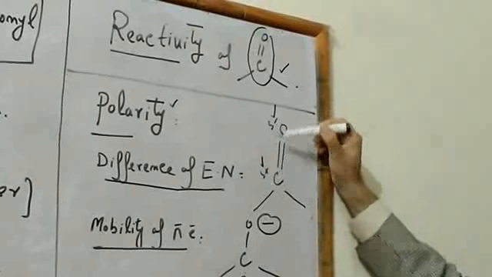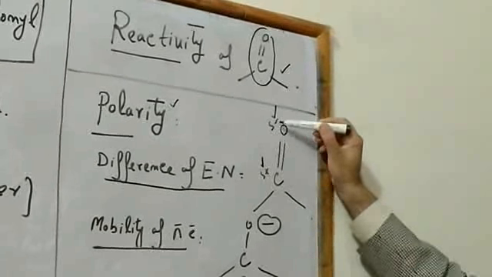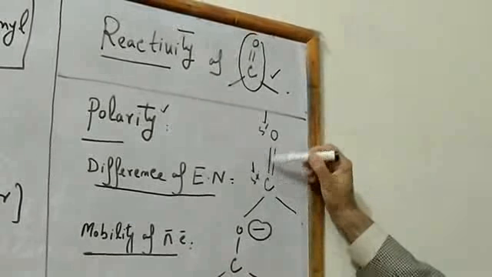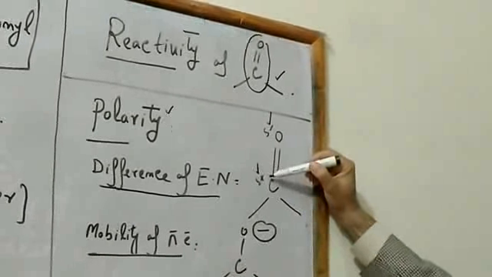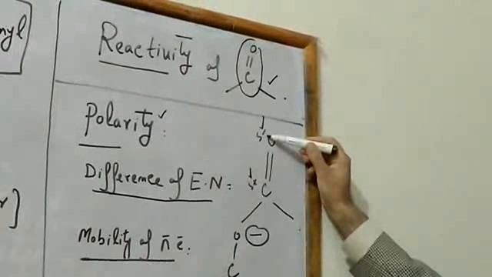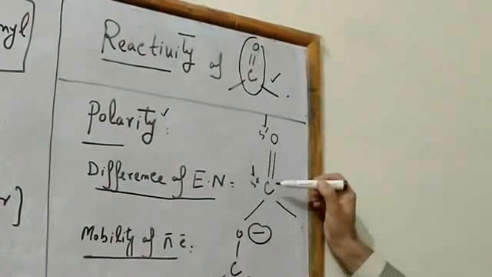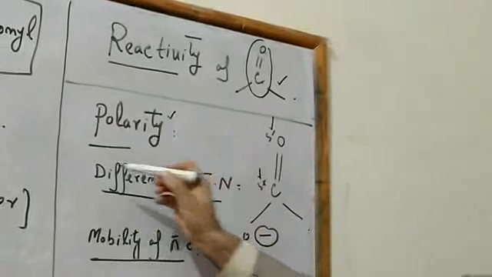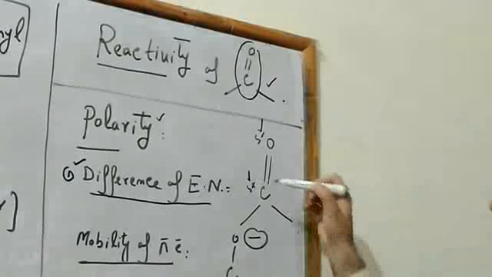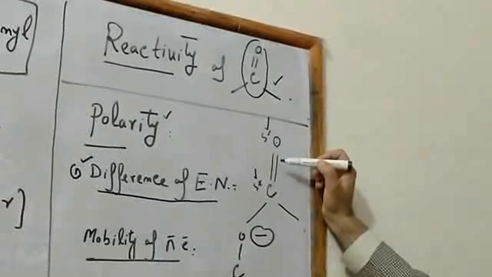This polarity is partial polarity, meaning it is due to the difference in electronegativity. As the bond between carbon and oxygen is covalent, but due to the electronegativity difference, the electron is shifted more toward oxygen, and hence oxygen is partially negatively charged and carbon is partially positively charged. This is one reason for polarity, you may number it 1: the difference of electronegativity between carbon and oxygen renders this bond polar.